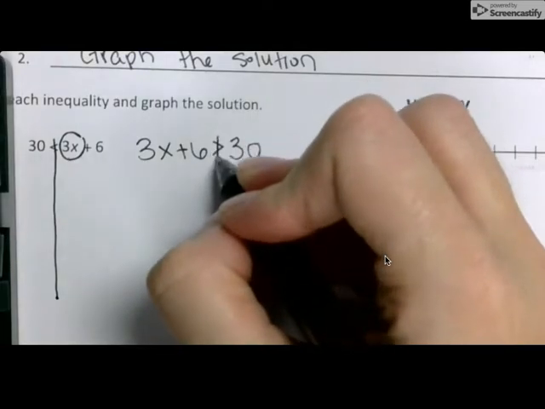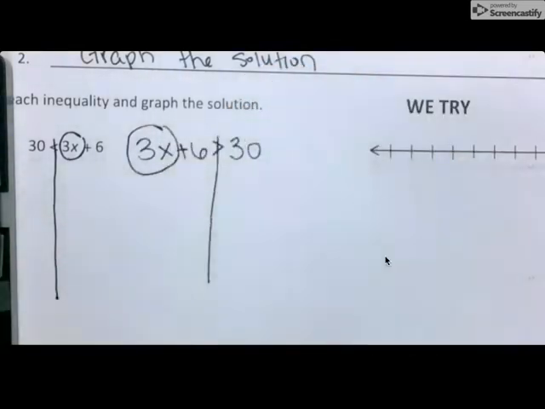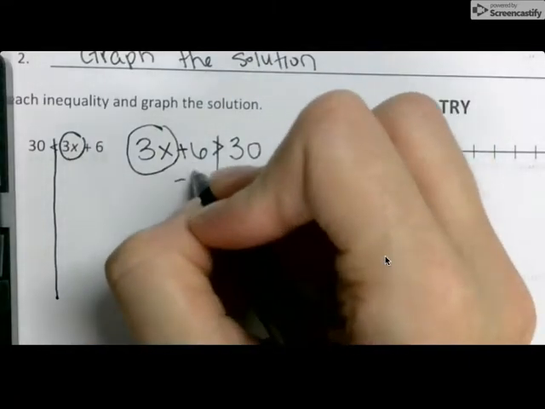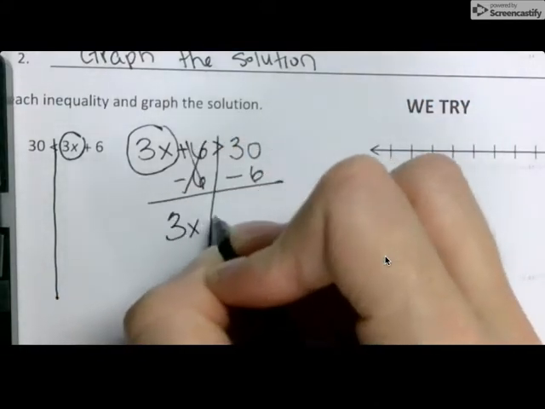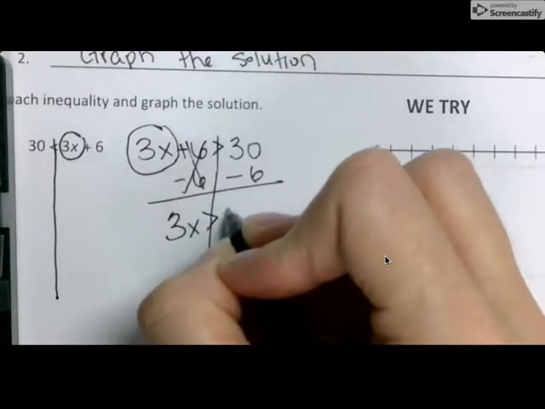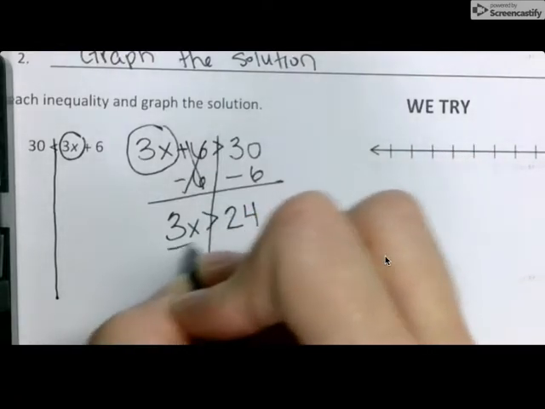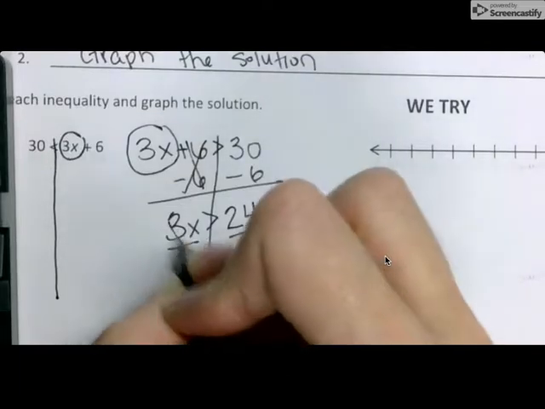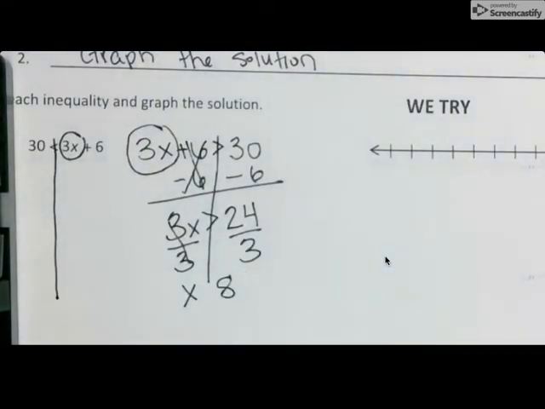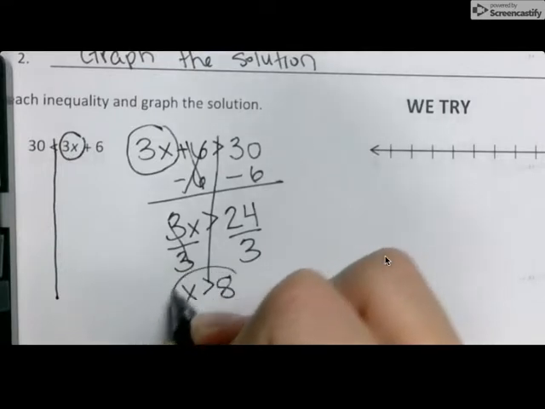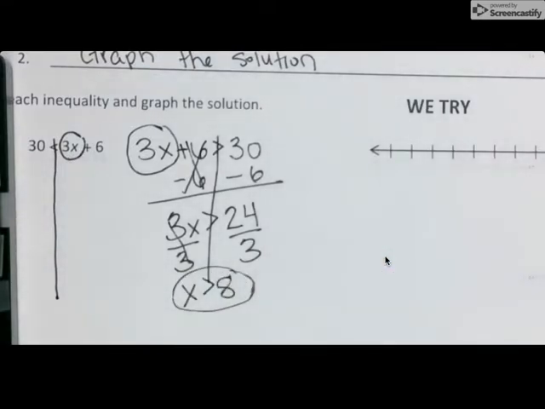Okay? Draw my barrier, circle the thing I want to get alone. The opposite of 6 is minus 6 on both sides. That cancels out. I have 3x is greater than 24. Divide by 3. Let's do the easy part first. That's x. That's 8. Did we multiply or divide by a negative number? No. We divided by a positive number. So our sign is going to stay in the same exact position.